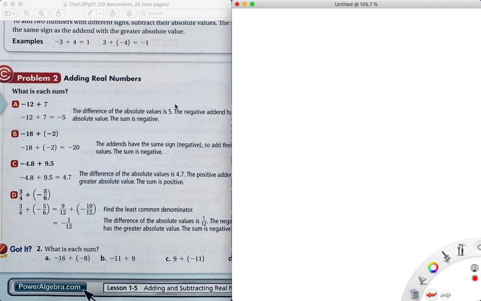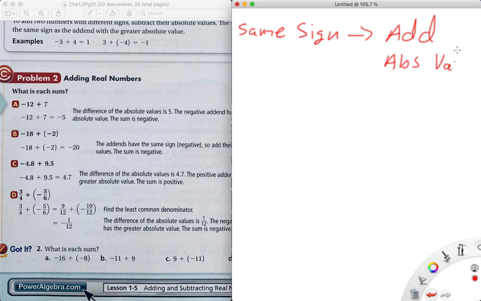Adding real numbers. If they are the same sign, you add. What do you add? You add their absolute values.